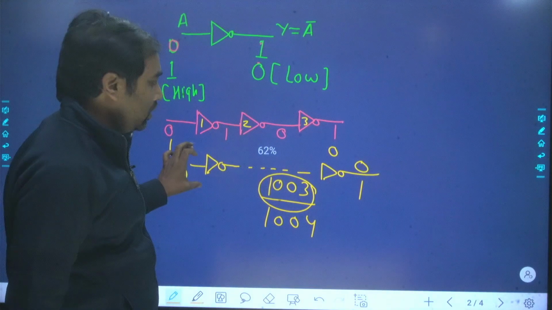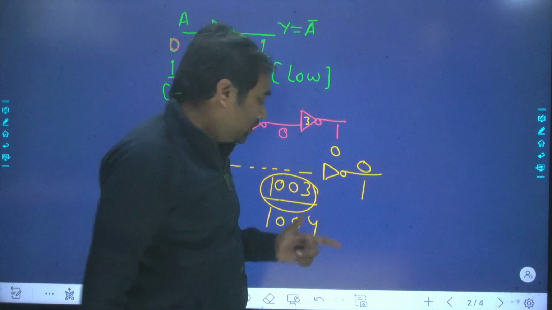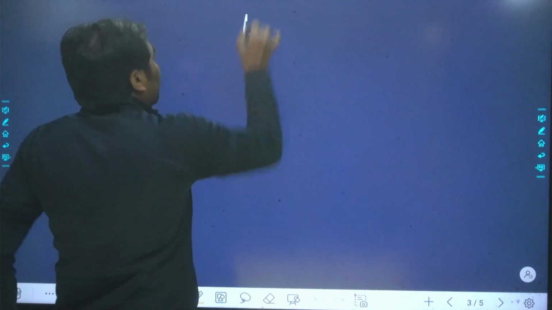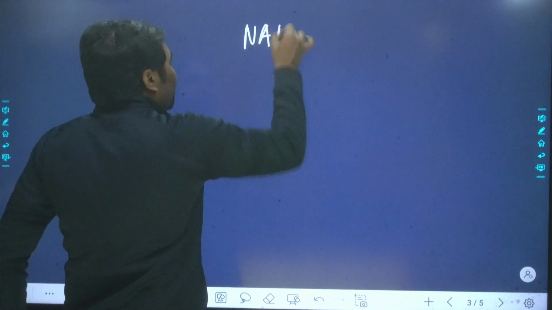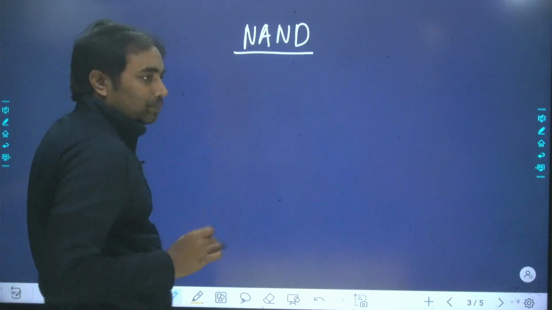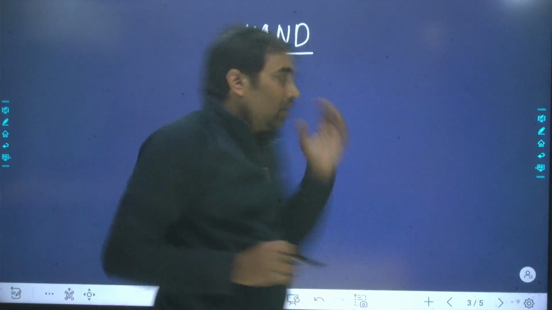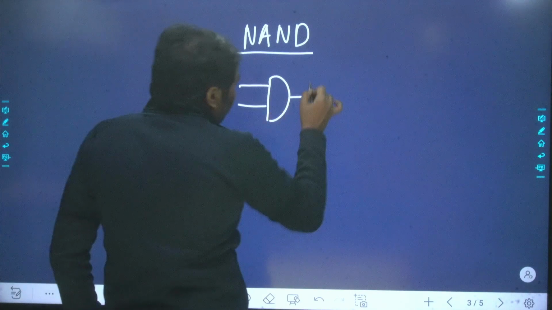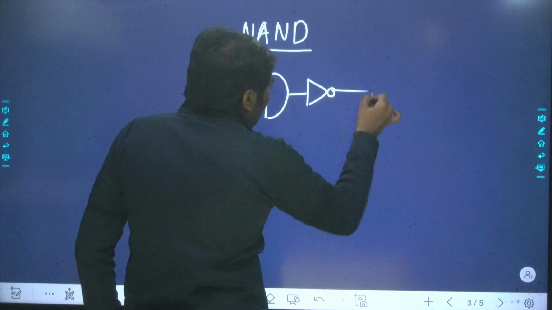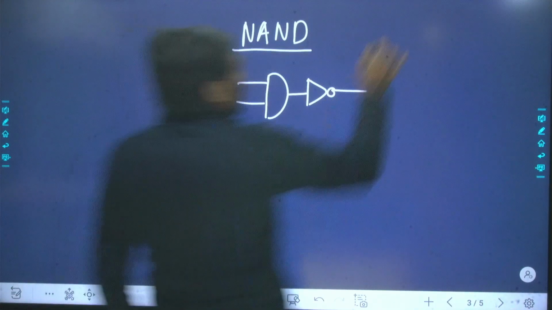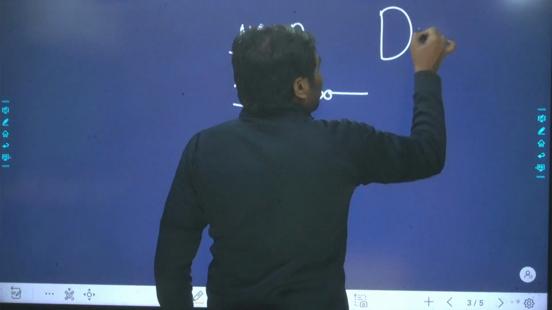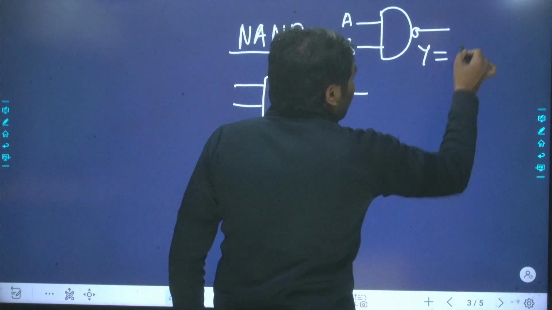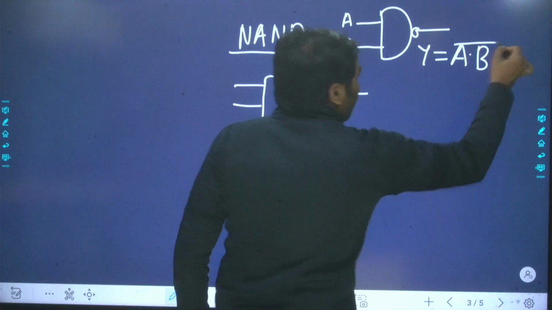Come to the previous year NEET JEE questions. Before that, I think we have to discuss some more things here. Next is the NAND gate, because this one is the most important and is asked many times. The NAND gate is one AND gate followed by a NOT gate. The symbol has a bubble at the output, with inputs A and B, and we get the output (A AND B) whole complement.